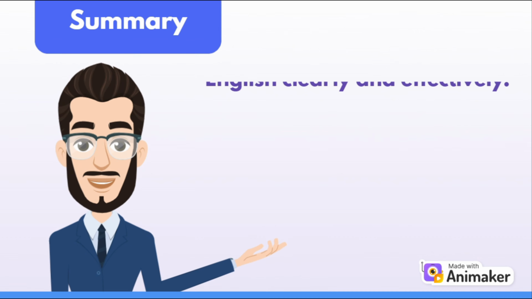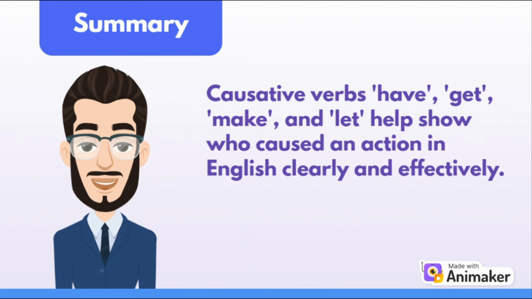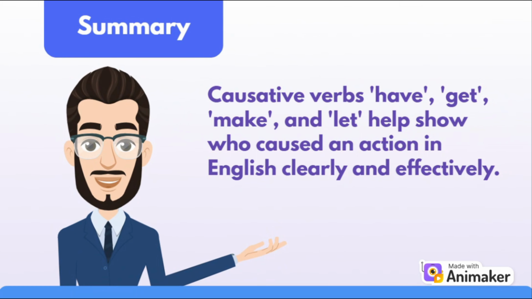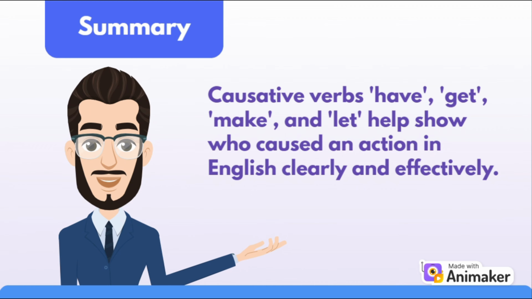Summary. Causative verbs have, get, make, and let help show who caused an action in English clearly and effectively.